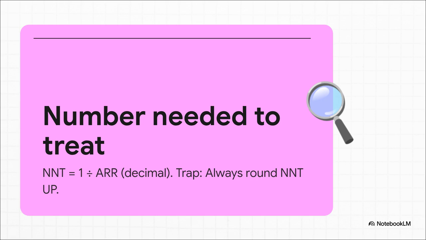But why do we care so much about ARR? Well, because it unlocks one of the most frequently tested metrics on the board, the number needed to treat, or NNT. NNT is literally just 1 divided by your ARR, but, and this is key, the ARR must be expressed as a decimal. Now, listen up, because here is a massive trap you cannot afford to miss. When calculating NNT, you absolutely must always round up.